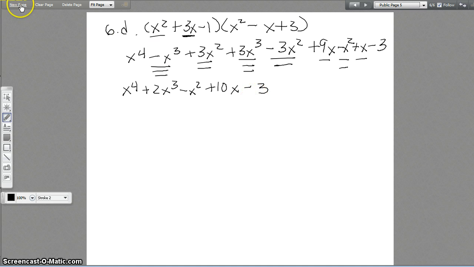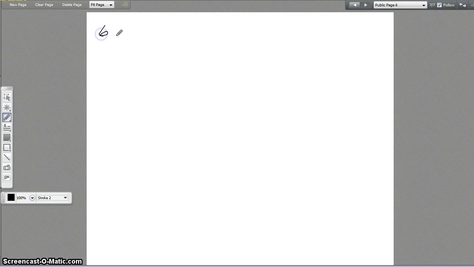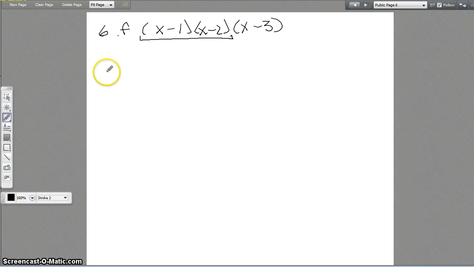Okay, I'm going to do just one more from number 6. I'm going to do part F. Part F is x minus 1 times x minus 2 times x minus 3. Now, we cannot do this whole problem in one step. We can only multiply two things at a time. So I'm going to start off by multiplying these first two together. So I'm going to use my grid because I like my grid. And then let me put in my crossbars.